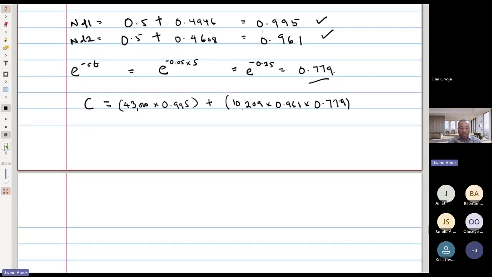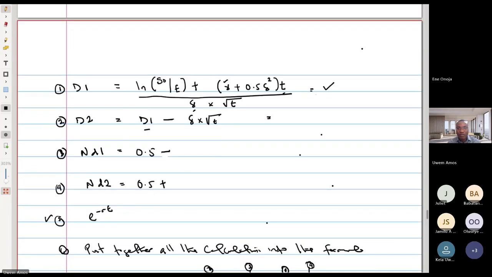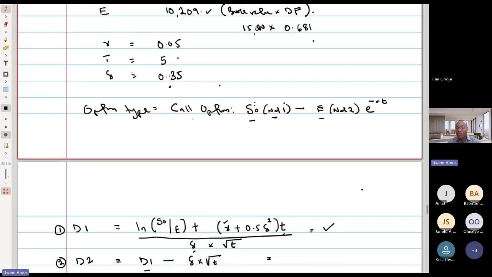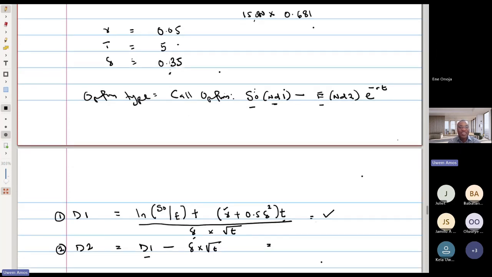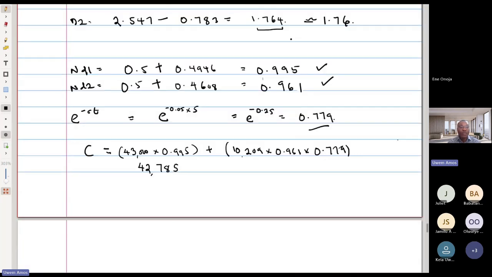Okay, so the first part is 43,000 multiplied by 0.995. So that is 42,785. Oh, sorry, the formula is minus, not a plus. I just needed to double check that, just to be sure I didn't write the wrong formula up. So this is minus, not a plus, please.